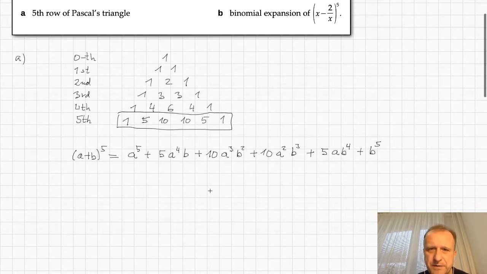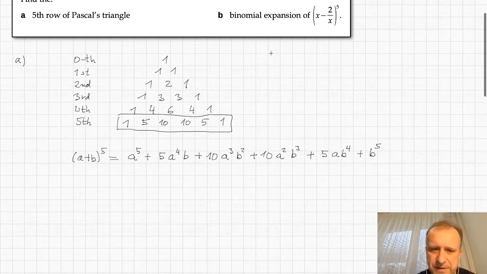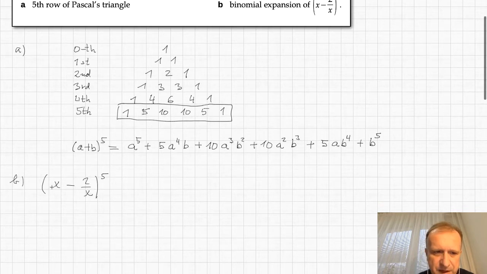Now let me expand this bracket. So in part B, we have to expand (x minus 2 over x) to the power of 5. Now we have to identify what a and b are. So this number here is the number a, and we can write the other as plus minus 2 over x, to the power of 5. So this number here with the minus would be b.